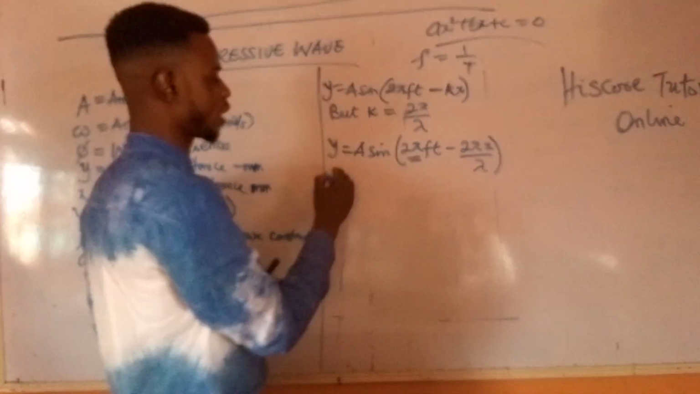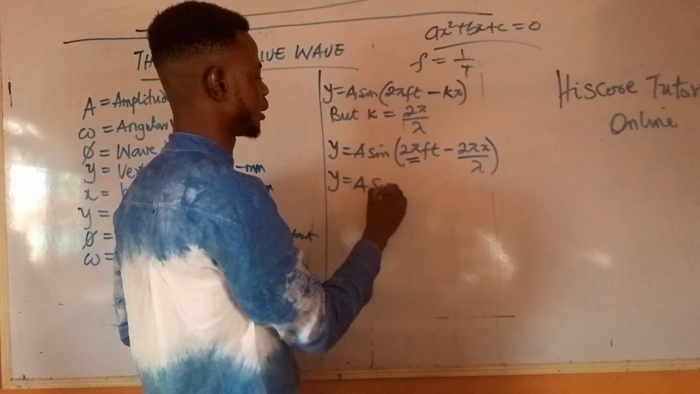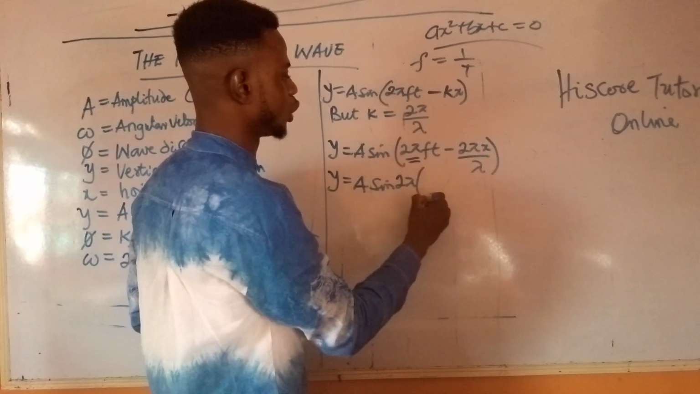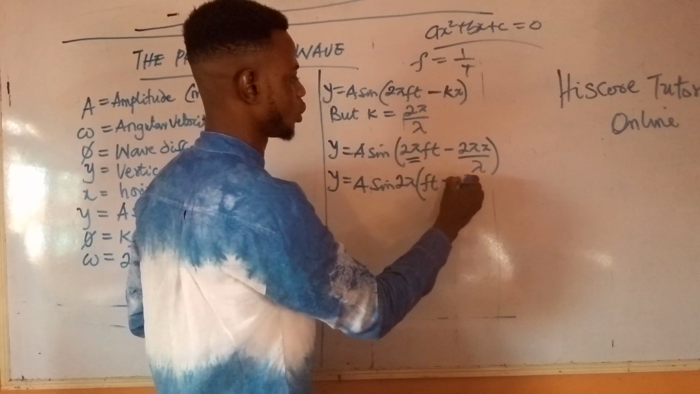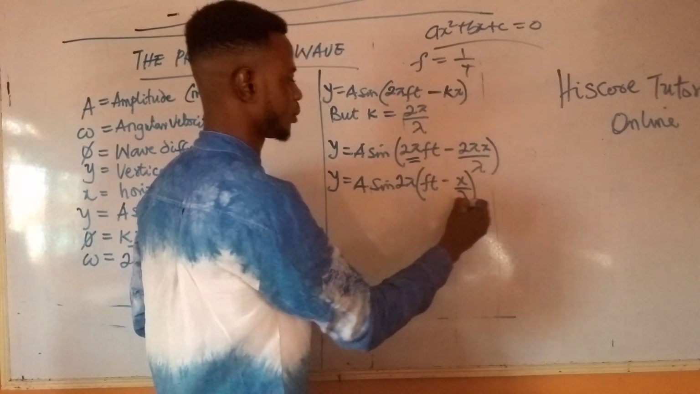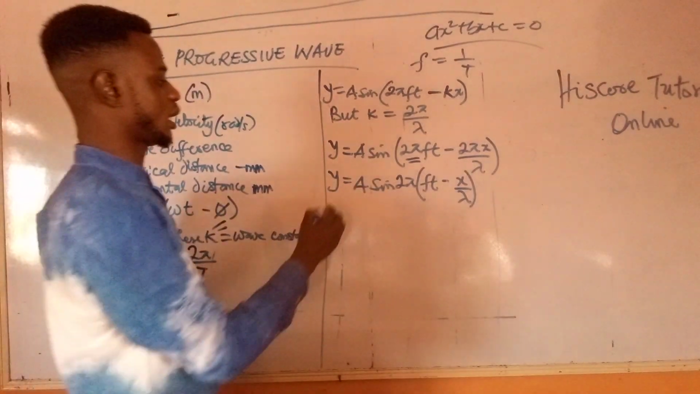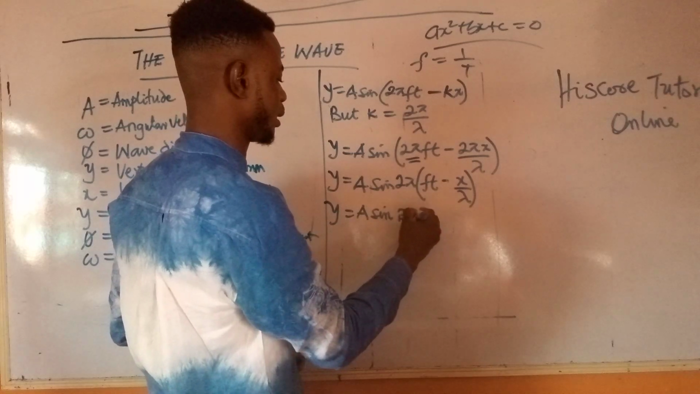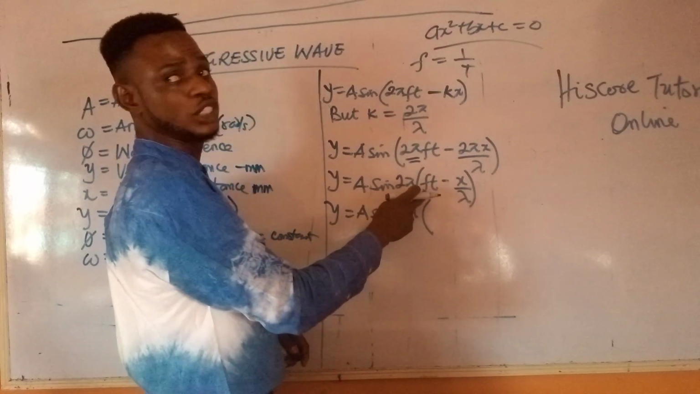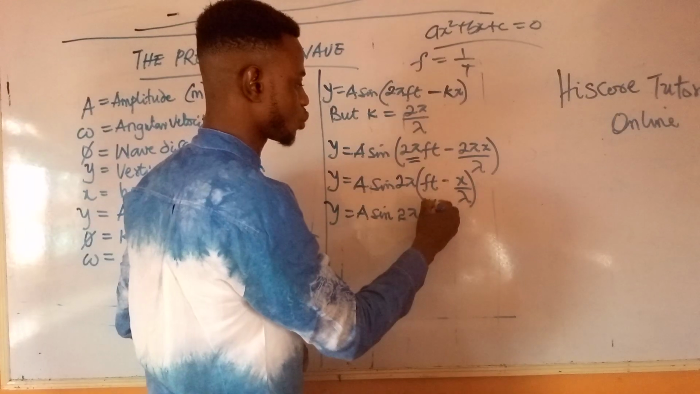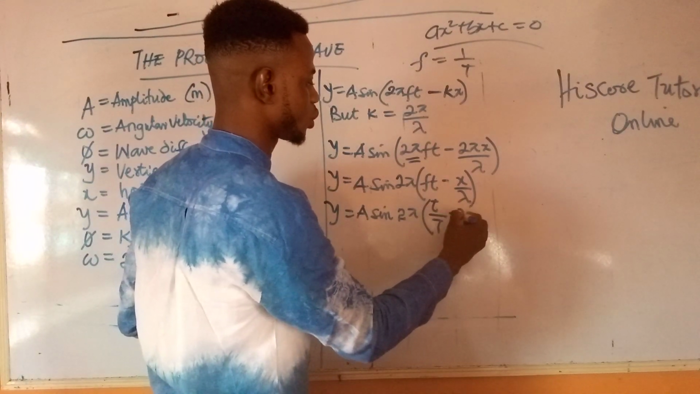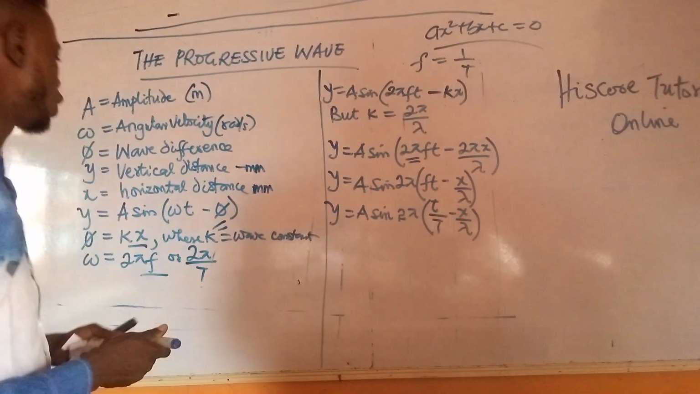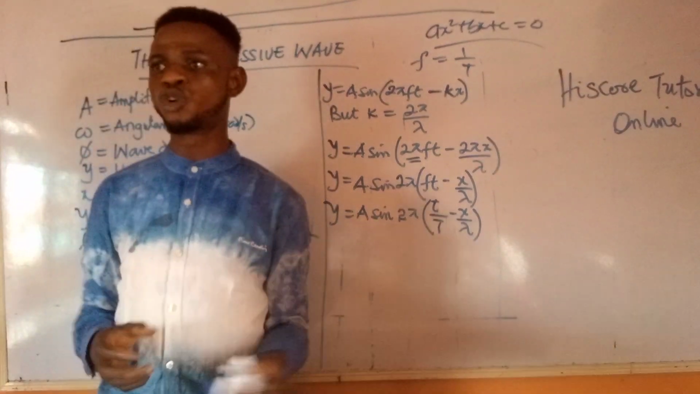You can write y as equal to A sine 2 pi into what? ft minus x over lambda. We can as well write this as y equals A sine 2 pi into, what is f? f is 1 over T. Small t over capital T minus x over lambda. So these are the equations for solving problems in progressive wave.